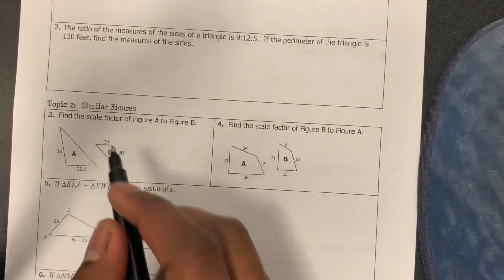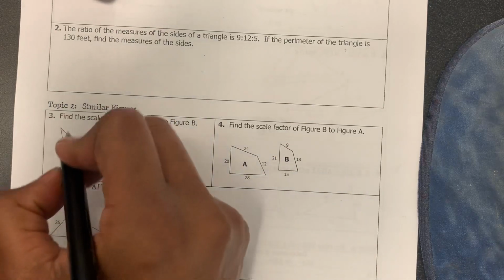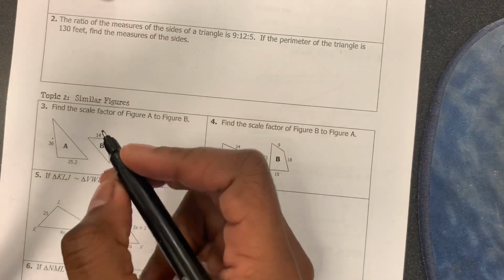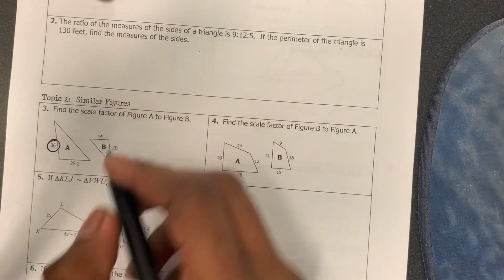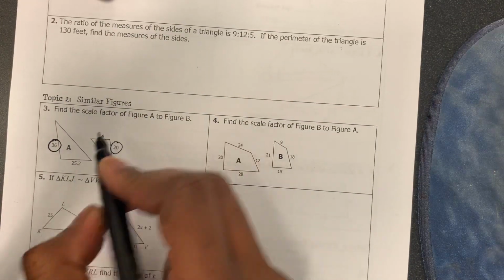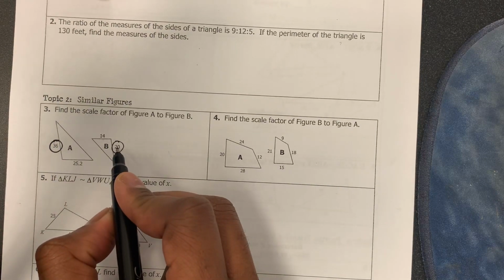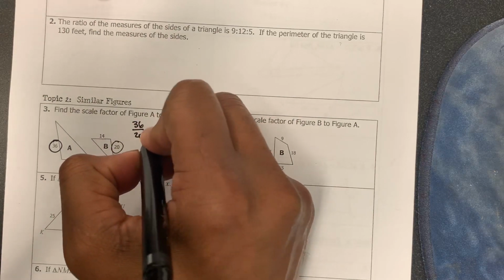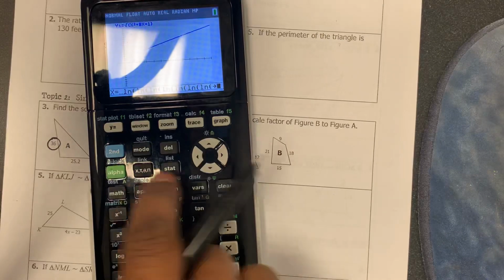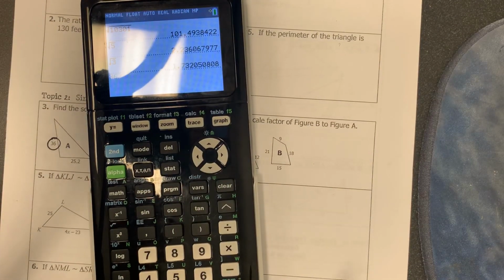Let's see. So we are finding the scale factor of figure A to figure B. All that means is that we need to pick a side in figure A and pick the corresponding side in figure B. So 36 is the largest side in figure A, 20 is the largest side in figure B, so we get 36 over 20 as a fraction. We can clear this out. So we're going to do 36 divided by 20 is 1.8, and then we do math, enter.